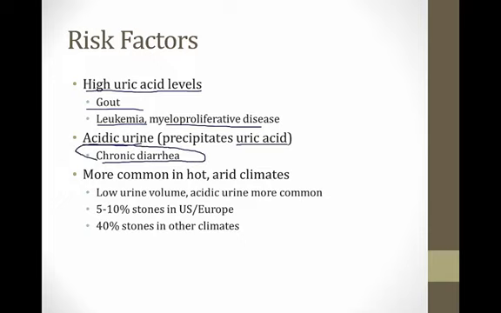And then finally, these stones are more common in certain climates. So in hot, arid climates, people have lower urine volume and they tend to more commonly have acidic urine, and they will get these stones. So for example, in the US and Europe, only about 5 or 10% of stones are uric acid, but in some other climates like Egypt, these stones can be as high as 40% of all kidney stones.